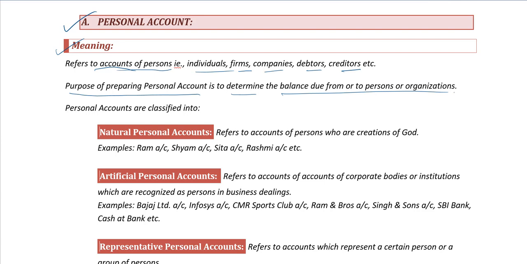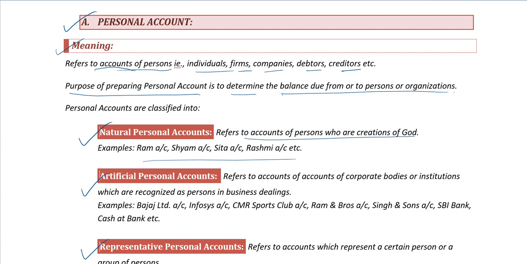Personal accounts are classified into natural personal account, artificial personal account or representative personal account. We'll start with natural personal account. It refers to accounts of persons who are creations of God. It could be Ram account, Shyam account, Sita account, Rashmi account, Mohan account, Sohan account, Lalita account, Geeta account. All these are natural personal accounts, accounts of persons who are creations of God.